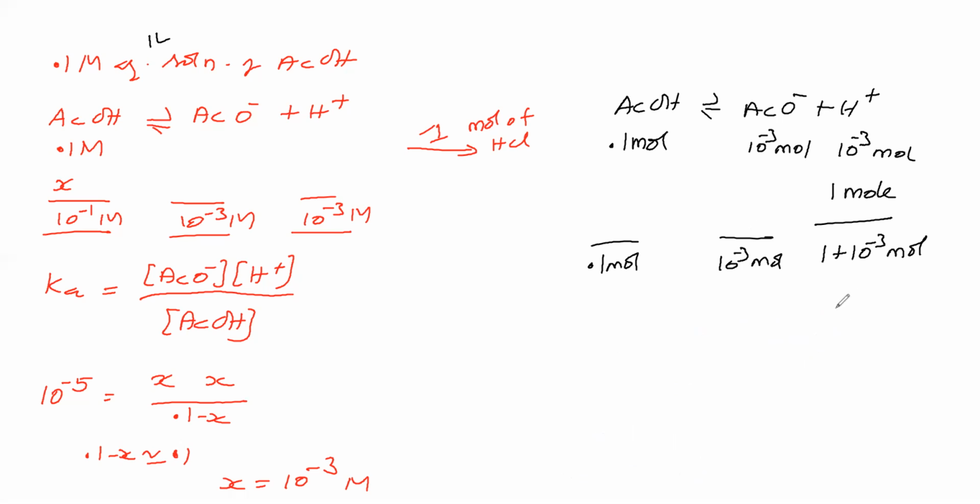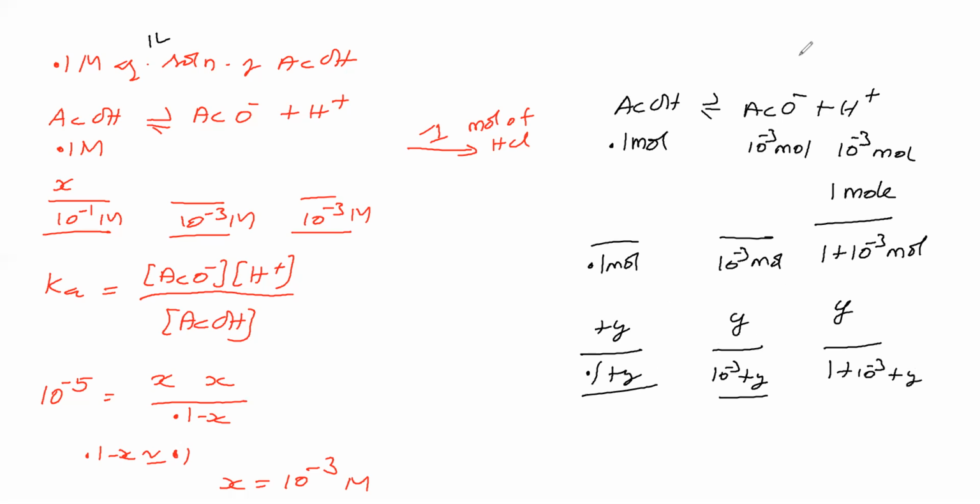Now backward favors in the sense y molar H plus is disappearing, y molar acetate is disappearing, and y molar acetic acid is produced. Therefore acetic acid is 0.1 plus y, acetate ion is 10 power minus 3 minus y, and H plus is 1 plus 10 power minus 3 minus y. We write minus here because they are disappearing.